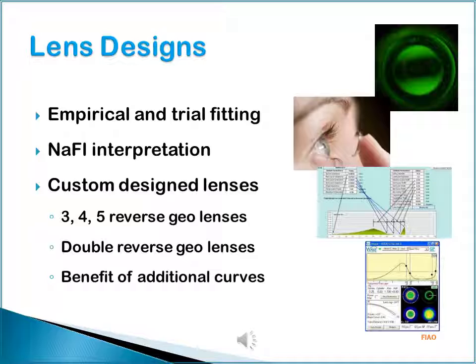Now, if you happen to just do empirical or trial fitting, you've got to be able to know a whole lot about the curves. But more importantly, you have to know designs in general. So you're going to have a grasp of what is a 3, 4, and 5 reverse geometry lens, double reverse geometry. What are the benefits of additional curves? Even though you may not choose to use that kind of software, you have to know it because fellows have to have a breadth of knowledge in terms of how they design and fit lenses.